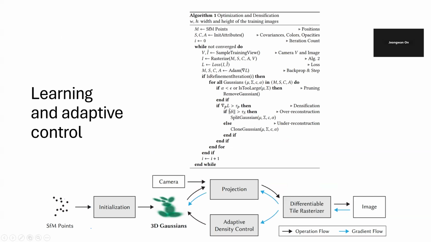So if we calculate the movement and it's more than some threshold, then that means that we have to either split this Gaussian or clone this Gaussian. If the size of the Gaussian is more than some threshold, we will split them, and otherwise we will clone them.